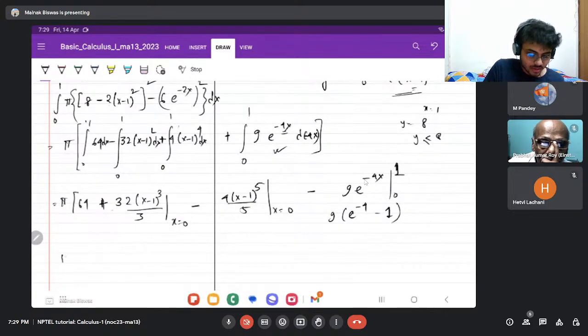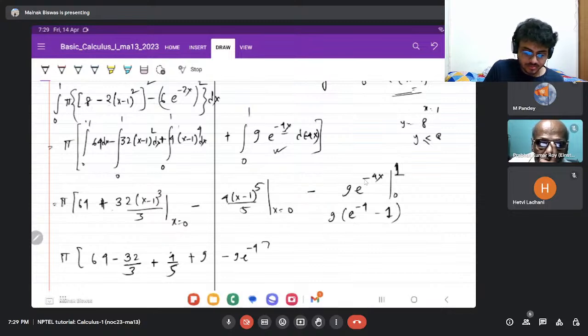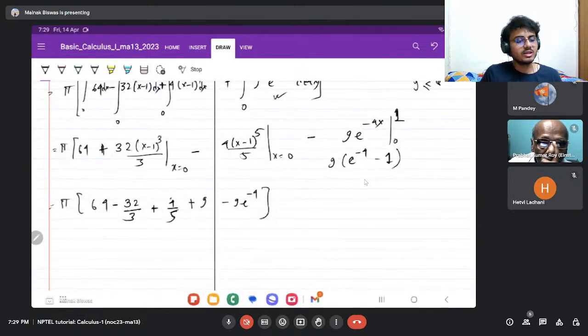And you can put these values, you will get pi times 64, 32 by 3 minus, plus 4 by 5, minus 9, minus e to the power minus 4. So this is not that important a thing to consider, but you will still get this as your equation. Let me just check, just answer once.